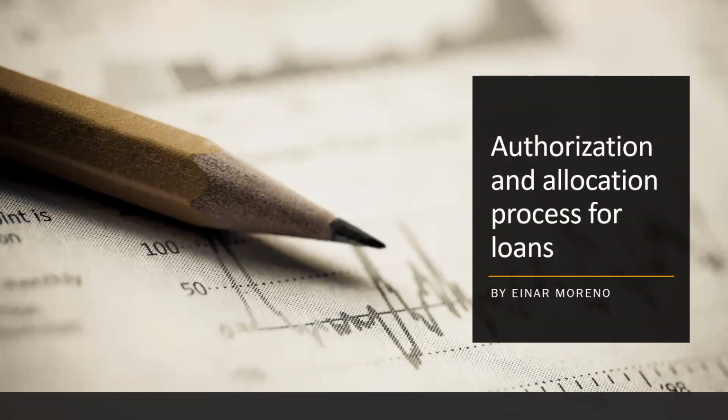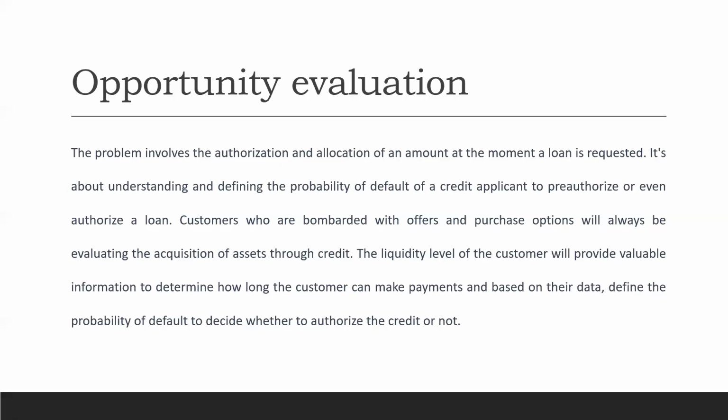Okay, hello. Well, now we're going to talk about the authorization and allocation process for loans, but in terms of the human resources. And we're going to include, of course, again, the opportunity evaluation of this case. And again, we're talking about a problem which involves the authorization and allocation of an amount at the moment a loan is requested. It's about understanding and defining the probability of default of a credit applicant to pre-authorize or even authorize a loan. Okay, so we continue with this same project.